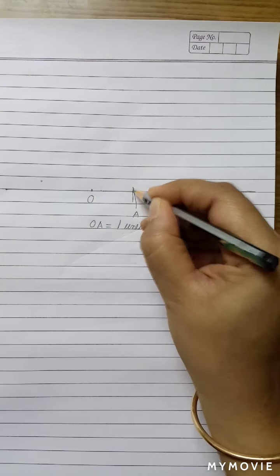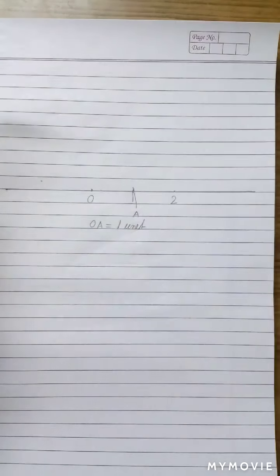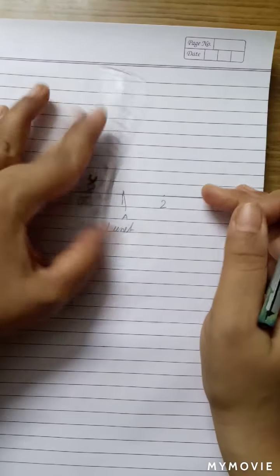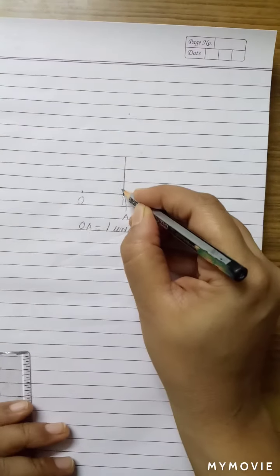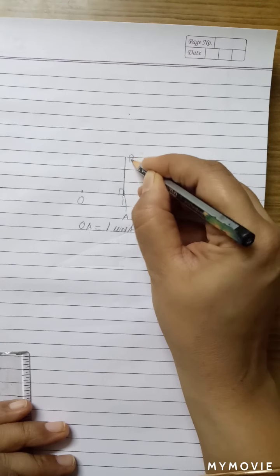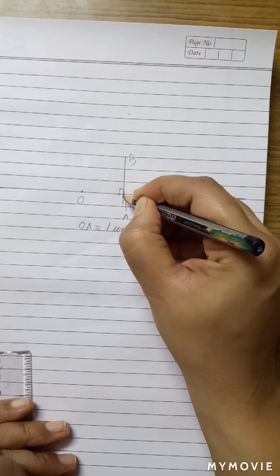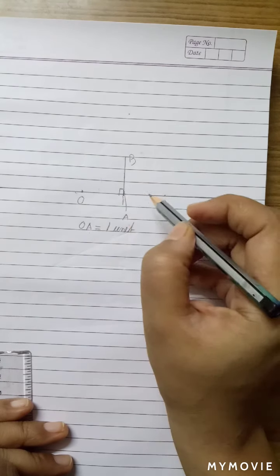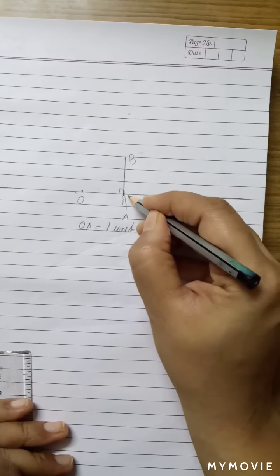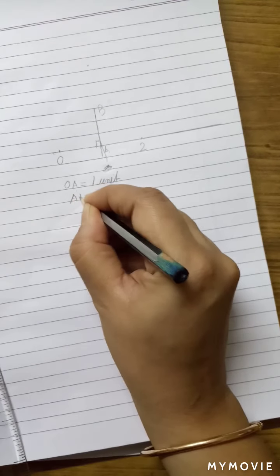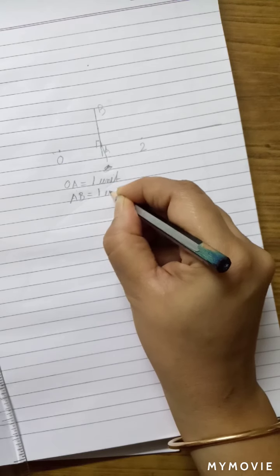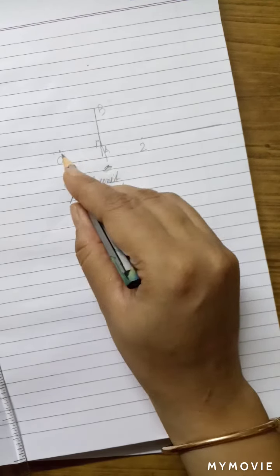On this point, let's draw a perpendicular. Now I have marked the perpendicular. Let's cut a distance of 1 inch. This length is also 1 inch. I'm sorry, this is AB. I'll take this A here. This is OA and this is AB. AB is also 1 unit. So OA is 1 unit and AB is 1 unit.